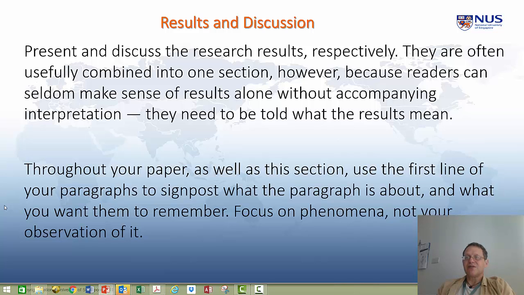Throughout the paper, but particularly in this section, use the first line of each of your paragraphs to signpost what that paragraph is about and what you want them to remember. Focus on the phenomenon, not on your observation of it. You went through a whole chronological journey to get your results. You don't need to take your reader through that. I'll give you an example of what I mean.